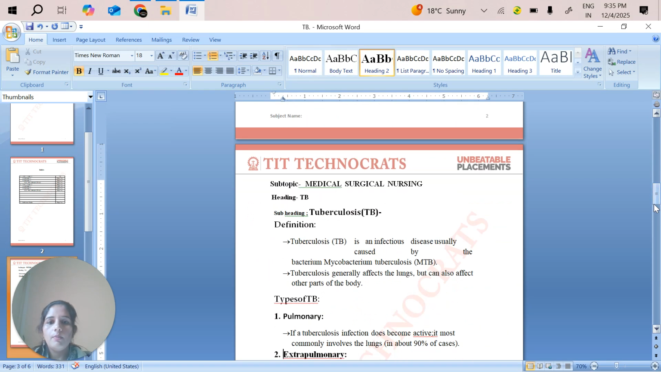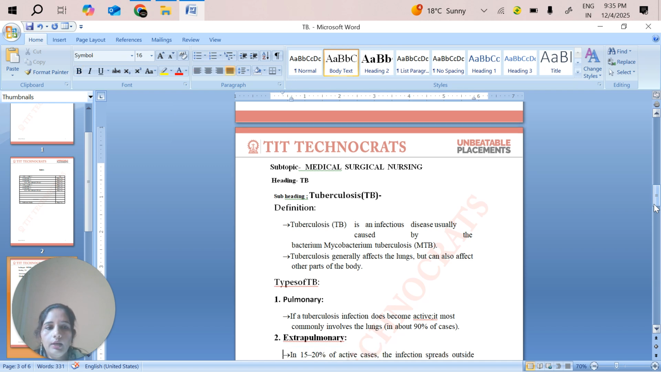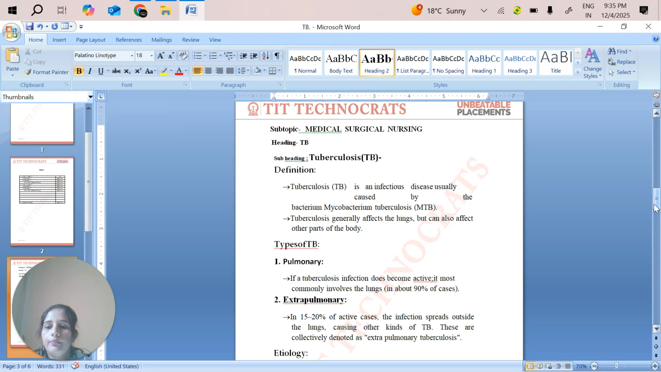First of all, definition: tuberculosis is an infection usually caused by the bacterium Mycobacterium tuberculosis. Tuberculosis generally affects the lungs, but it can also affect other parts of the body, including the kidney. These are collectively denoted as extrapulmonary tuberculosis.